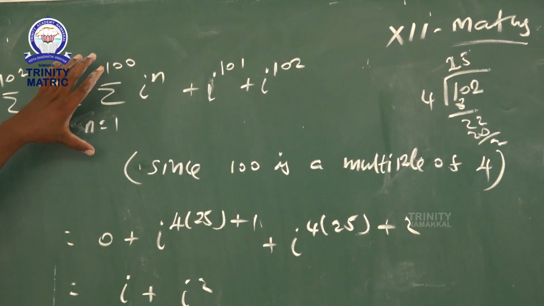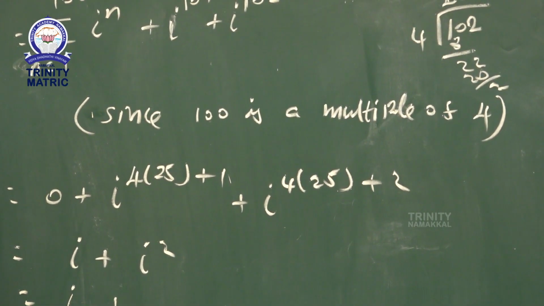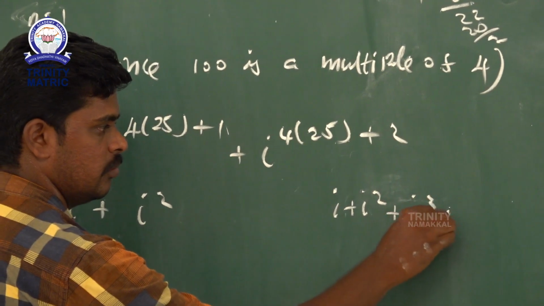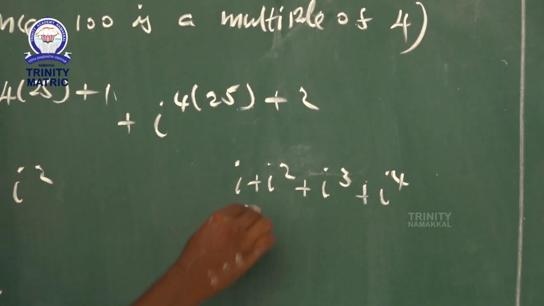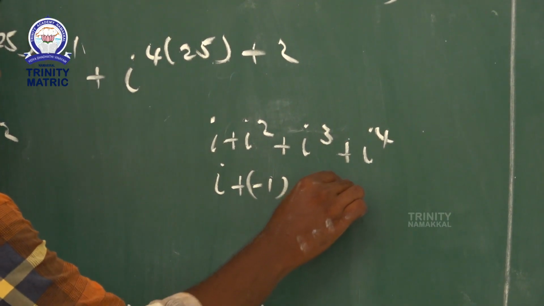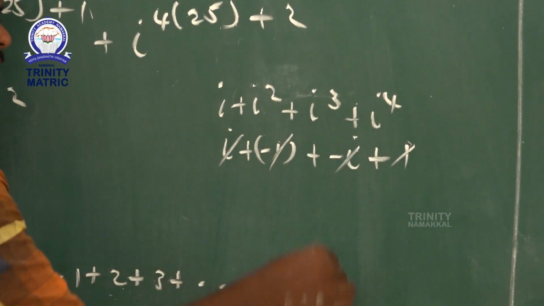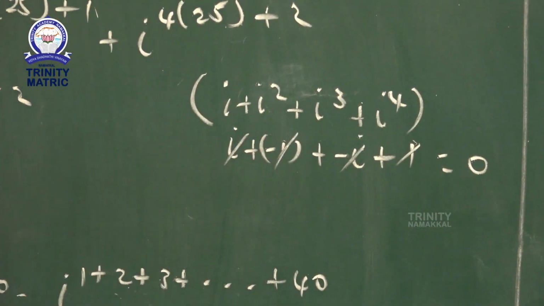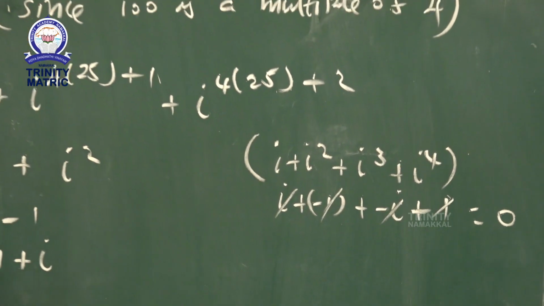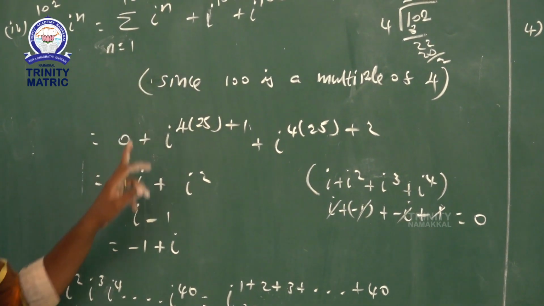So the first 100 terms, since 100 is a multiple of 4, that value is 0, because the first 4 terms means i plus i squared plus i cube plus i power 4, which can be changed to i plus i squared means minus 1, plus i cube means minus i, plus 1. Here plus 1 and minus 1 cancel, plus i and minus i also cancel, the answer is 0. So the first 4 terms is 0, so the next 4 terms also 0, and then the last 4 terms, up to 100, is equal to 0. So summation of n equal to 1 to 100 i power n is equal to 0.